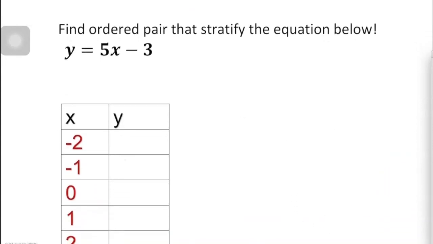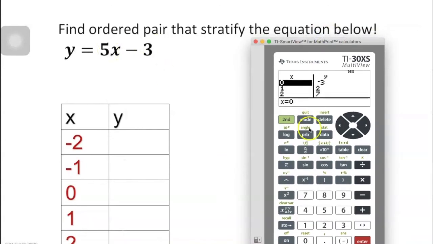Okay, so if I look at this one, I already typed this in. Let me show you again. So this is 5x minus 3. Find ordered pairs that satisfy the equation. So these are the x values given. Sometimes we call them input. This is the independent variable. This is the dependent variable. So we're going to find some dependent variables. So how do you do that? So table, enter, enter, enter, as you see.